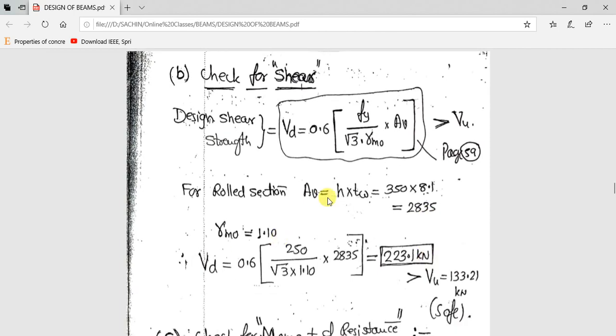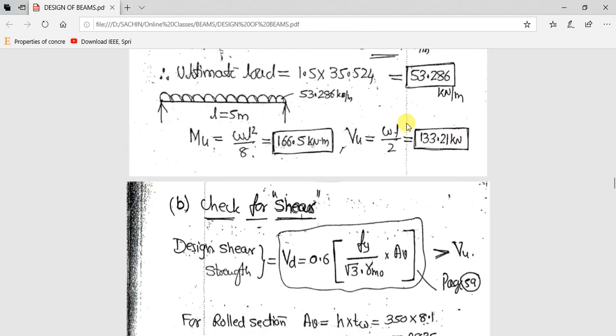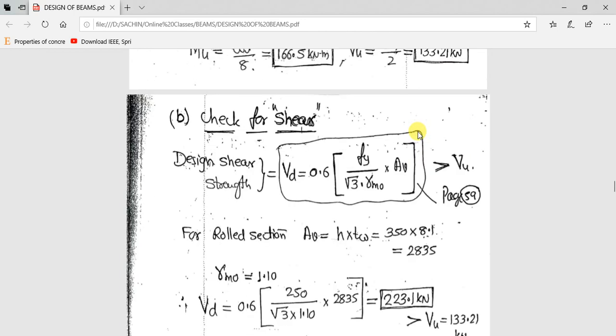So we substitute these values in this particular formula. For the design shear strength VD, you are getting 223.1 kN. So the maximum shear force carrying capacity of this particular beam is 223.1 kN, whereas the shear force acting is 133.21. Hence this particular beam is safe in shear.